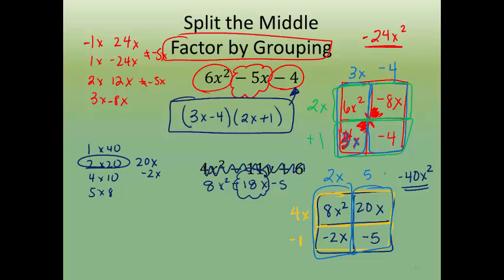So these are my factors. I have 4x minus 1 times 2x plus 5. So that one went a lot faster.